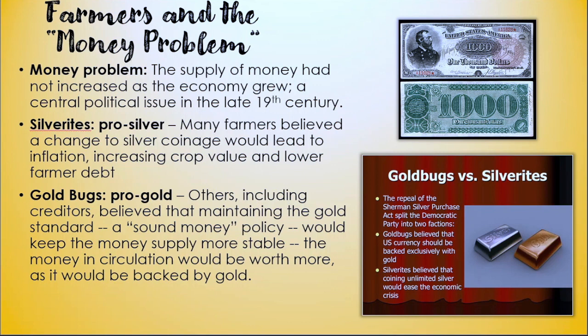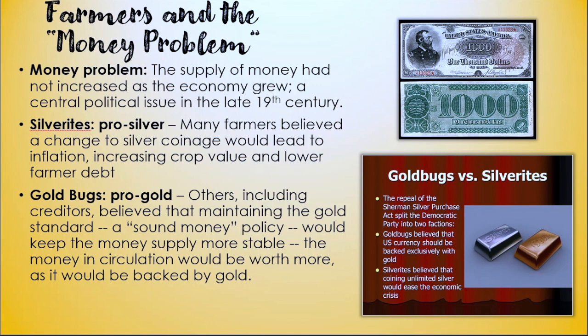It's very interesting. So over the course of the late 19th century, the money problem had become a central political issue. And this was the fact that the supply of money had not increased as the economy had grown. As a matter of fact, from the end of the Civil War, 1865 to 1890, the amount of money in circulation in both paper and coins had decreased by about 10%. And this raised the cost of borrowing money as interest rates were increased.